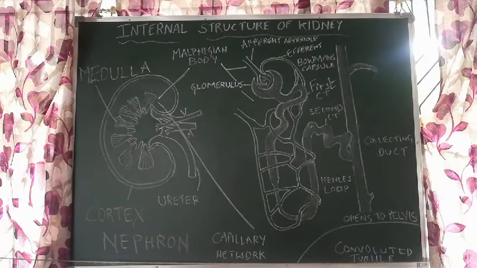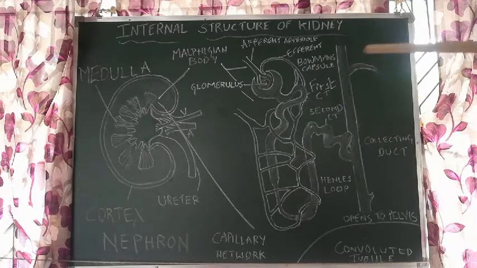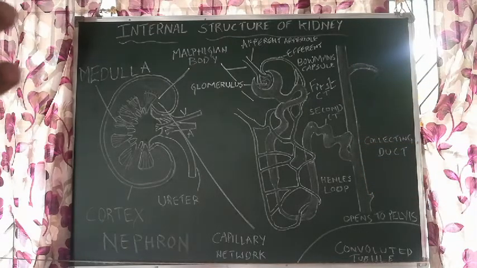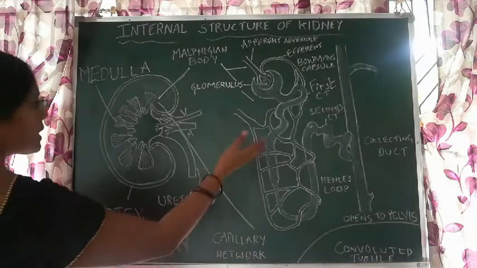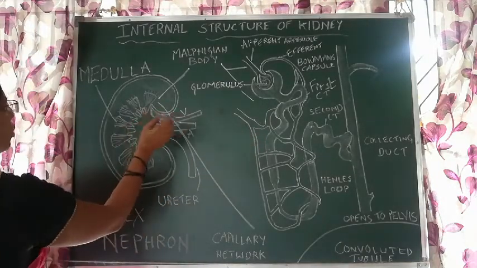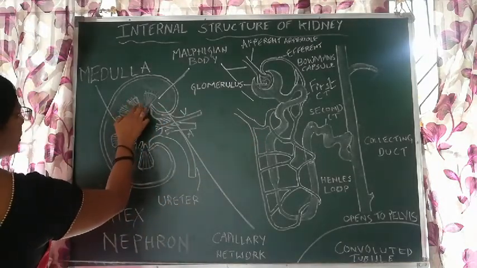Okay, now all this urine which has formed in this tubule gets collected in the collecting duct. Here you can see the collecting duct. Okay, this part is the collecting duct. So, all this whole unit, where are these present? This collecting duct opens into the pyramids and the calyces.